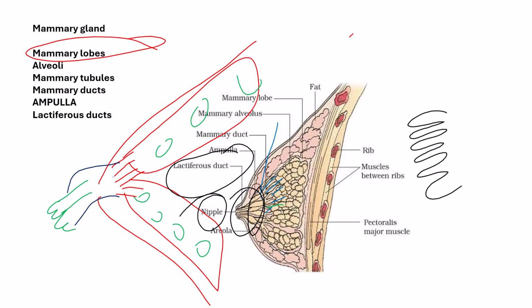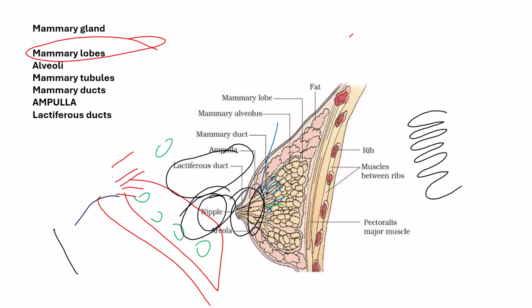So here there are many mammary lobes which have alveoli. What is stored in the lumen, or central region, of the alveoli? Milk. So this region is called the mammary tubule. These mammary tubules together join to form a mammary duct. The mammary duct will further lead to a wider part called the ampulla. The ampulla will join to the lactiferous duct, the central region. This central region further forms a dark central region called the nipple. So this is the complete structure of the mammary gland.